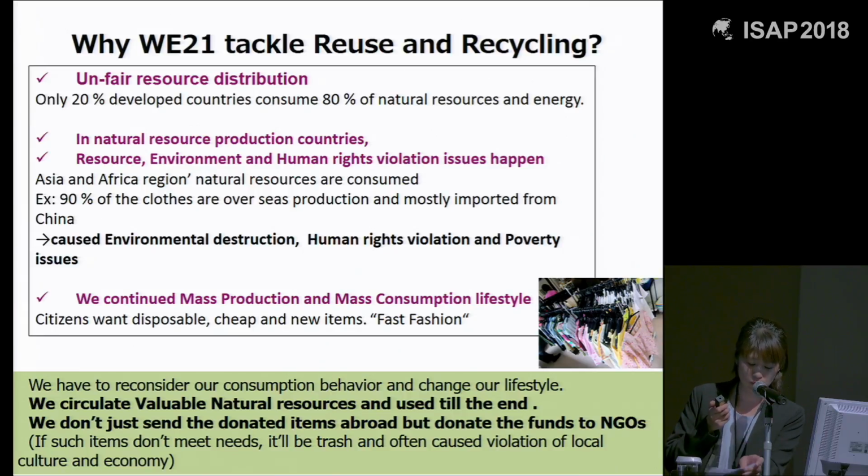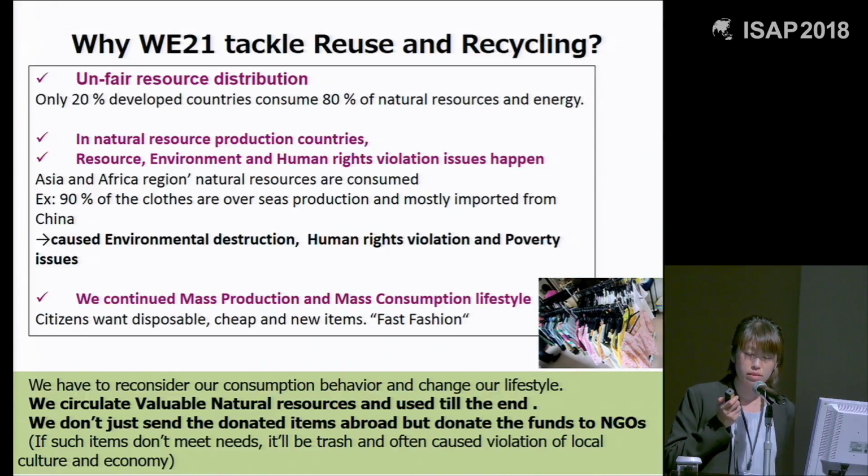And now, why are we working on the reuse and recycling of goods through these We 21 activities? As said, we need 1.7 times worth of resources to support the population, and only 20% of developed countries consume 80% of natural resources and energy. That is the reality, and that is an unfair resource distribution.